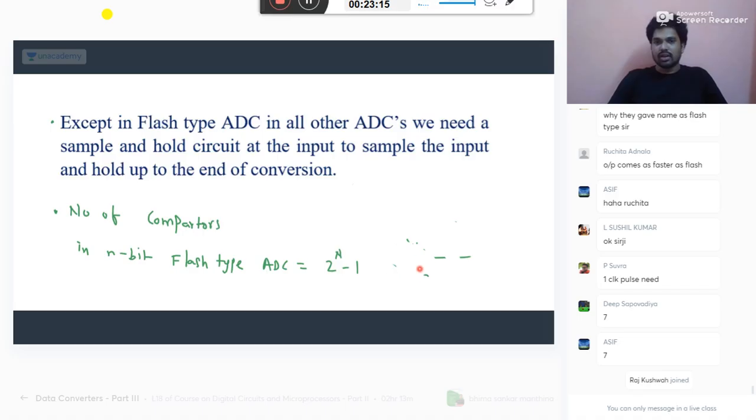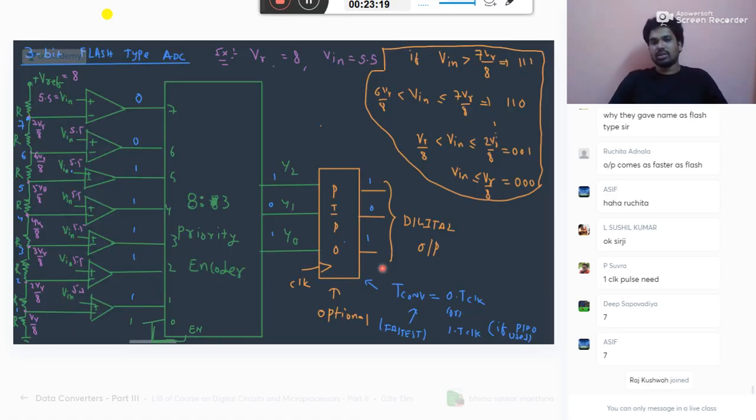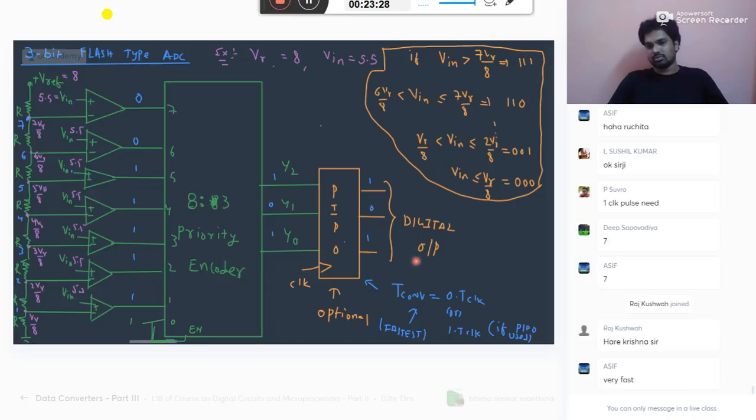Ideally, why is it not required? Because it is simultaneously doing the conversion. It is parallel and fast, no clock required. You give the input, immediately this fellow will give this, and this fellow will give this output. Ideally, 0 clocks. But here also the input capacitance of your op amp and this resistance will play some role, which we will discuss. Don't worry. So let's move to the next one.